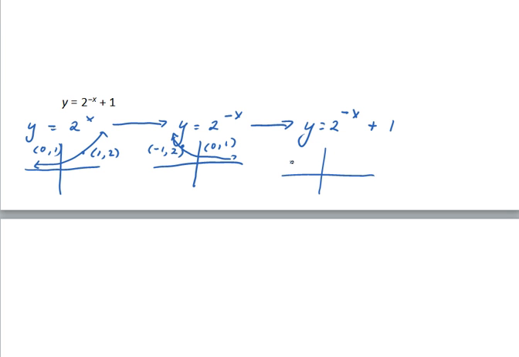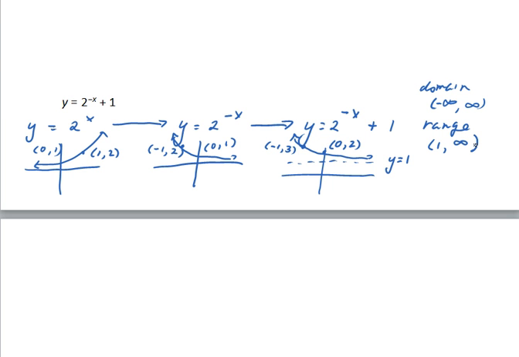So when we move up 1, the horizontal asymptote is going to be y equals 1. And negative 1, 2 will move to negative 1, 3. 0, 1 will move to 0, 2. So here the domain is still negative infinity to infinity. The range is now 1 to infinity, not including the 1. And the asymptote, it's a horizontal asymptote, y equals 1.